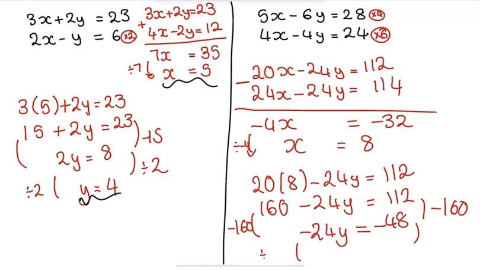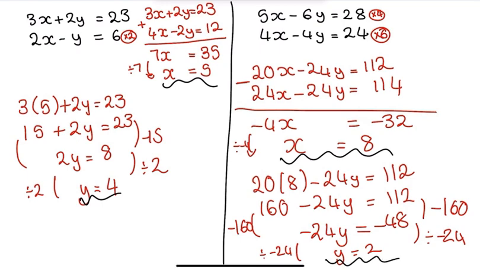And then I'm going to divide both sides by that negative 24 to get rid of it, which leaves me with y equals 2. So your answers here should have been x equals 8 and y equals 2.